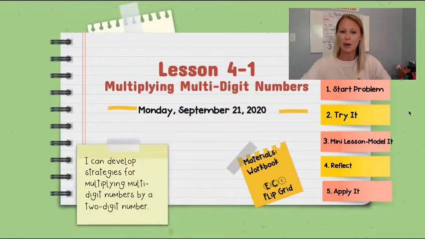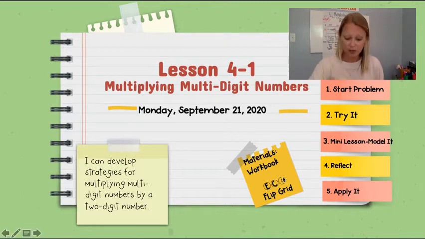We're going to make sense of the problem. You're going to try to use any one of your strategies that you know to solve the multiplication problem. I have a short mini lesson that I want you to view, and it's going to review area model and partial product, two strategies that you might like to use. Then last, you're going to reflect, and then you're going to apply what you know.